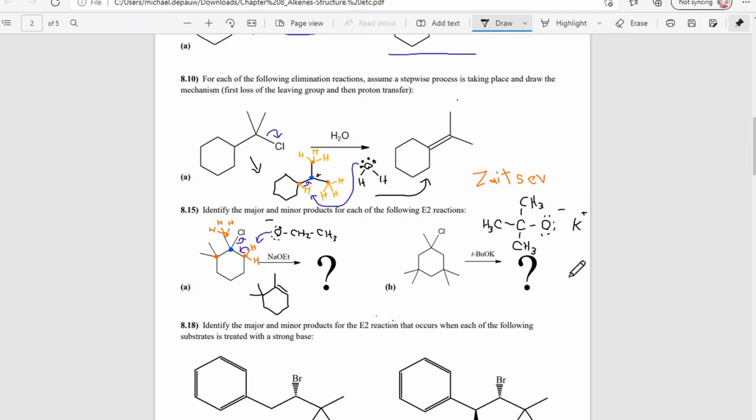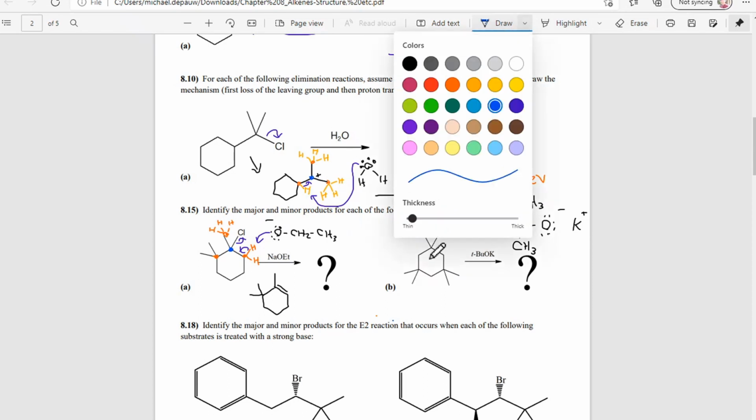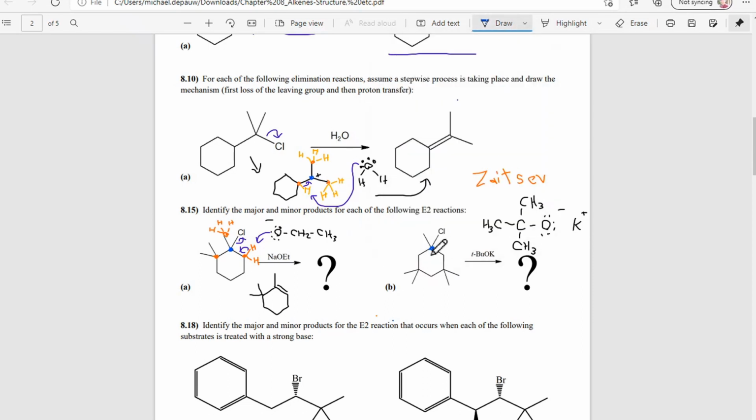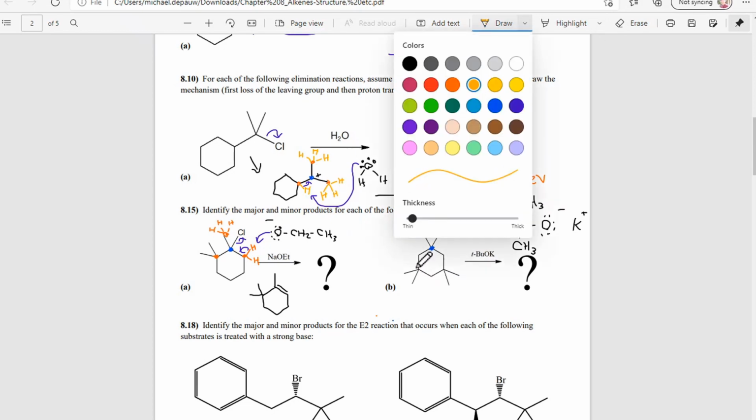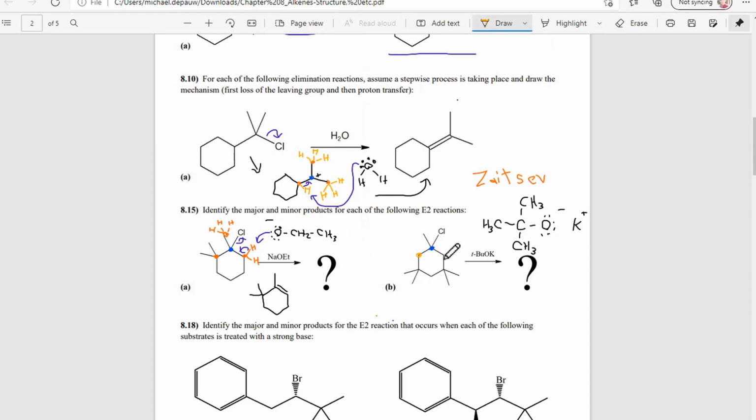So this is very bulky. Very bulky. It's hard for this thing to get in anywhere. Okay? Yeah. So if this is our alpha carbon here, and then we have our respective beta carbons, which will be all carbons attached to the alpha carbon. This one, because it's so bulky, is going to seek out the hydrogens that are easiest to access.